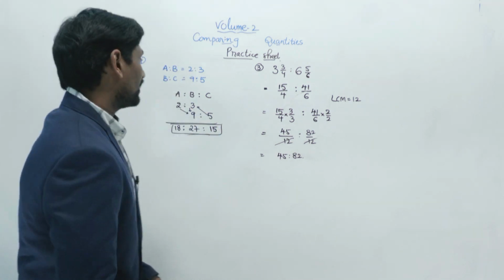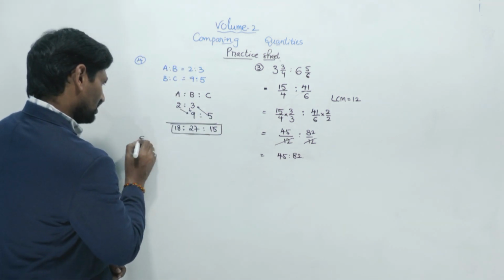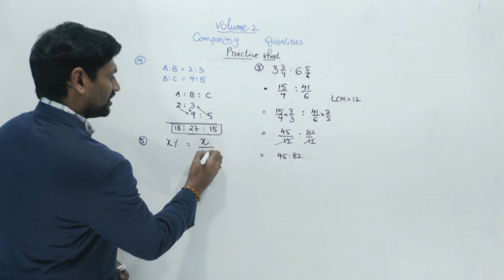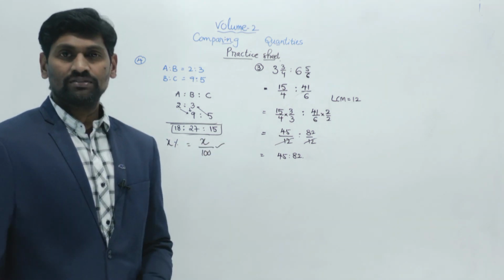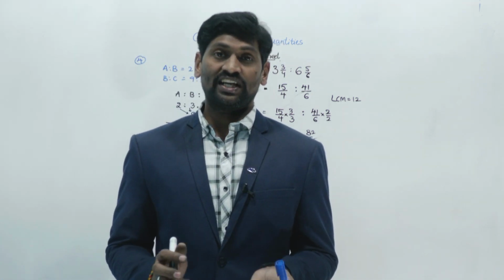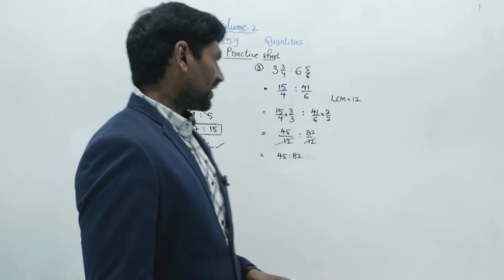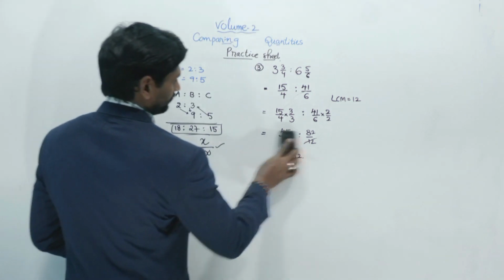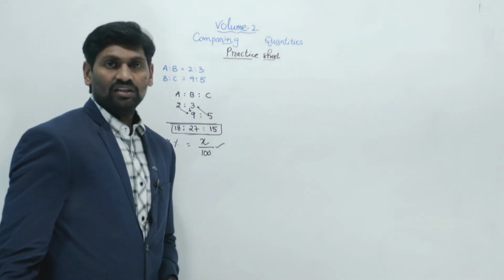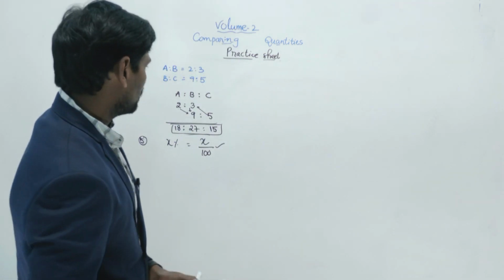Fifth question, X percentage. What does X percentage mean? X percent means X by 100. We discussed already. X percent means X by 100. Percent means per every 100. X percent means X by 100. Okay? Or X for 100, whatever. Yeah, let us see question number 6.